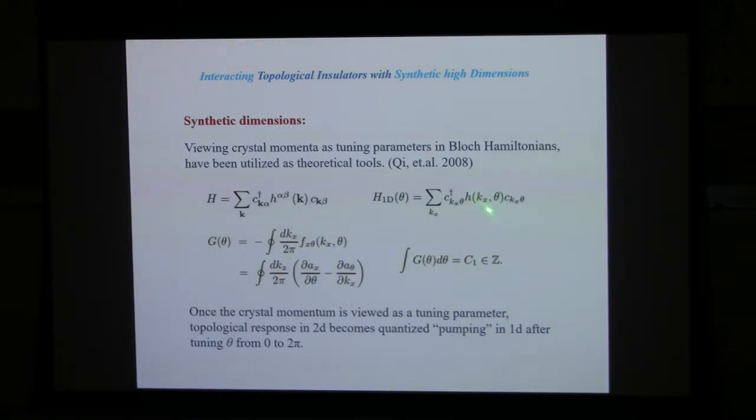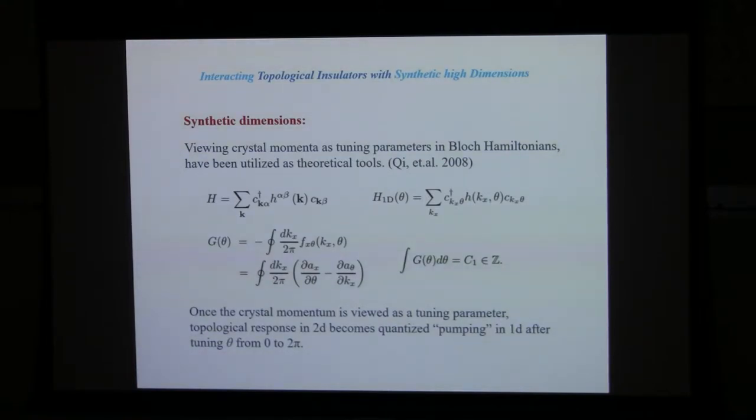And theta, because the crystal momentum is periodic, defined in a compact manifold, can also be viewed as a periodic tuning parameter. Then this Chern number, defined in the two-dimensional space, becomes the quantized charge pumping after I tune this theta periodically. Suppose I tune theta from 0 to 2 pi, I will pump precisely charge 1 from the right side of the chain to the left side, and this quantization is precisely given by this Chern number in the two-dimensional space.